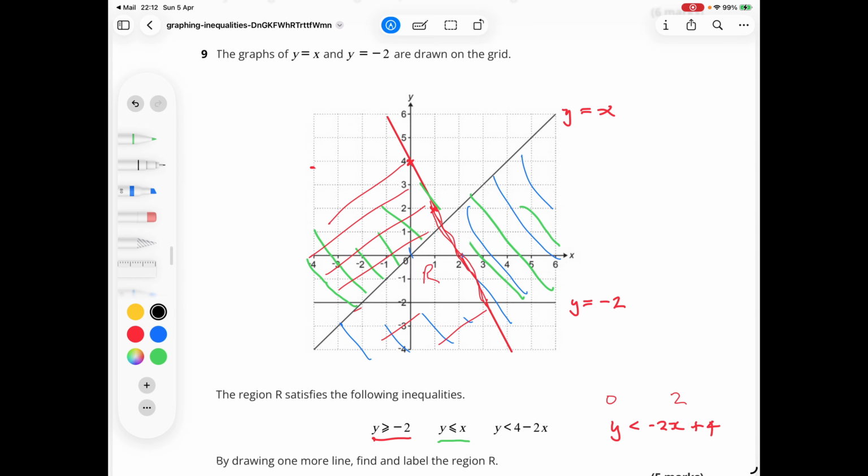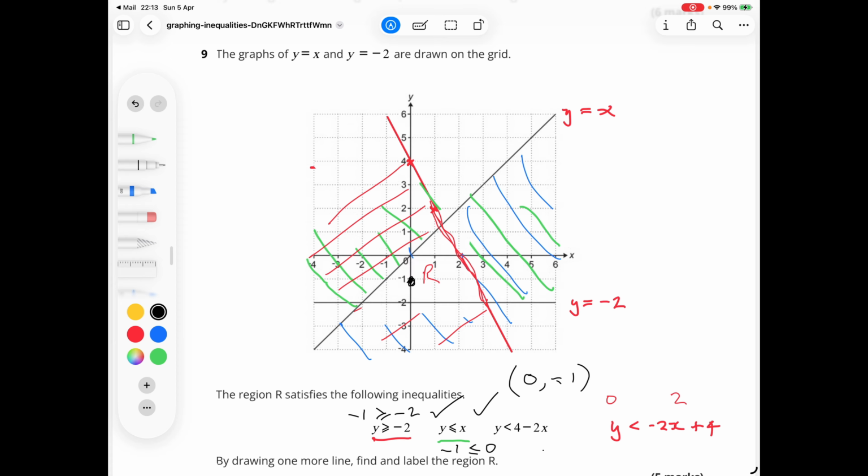So let's take a point in here. Let's take a nice point. Let's take 0, minus 1. And then you have to check that it fulfills all the brief. So if we say minus 1 is greater than minus 2, that checks. Okay. Now if we put this in, minus 1 is less than or equal to 0, that is also true.